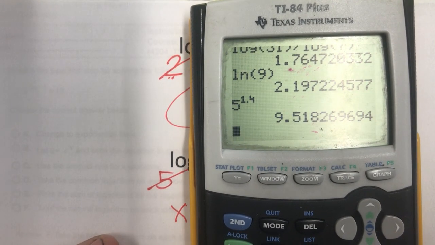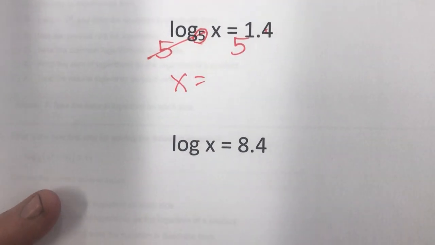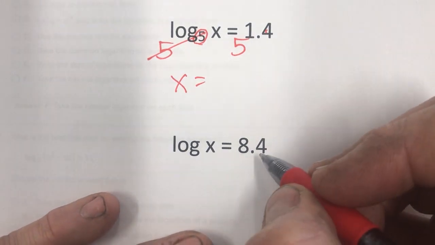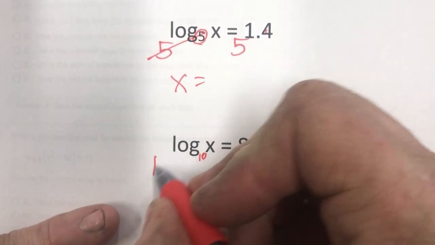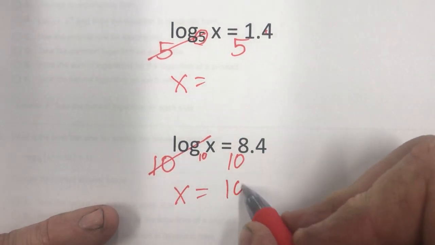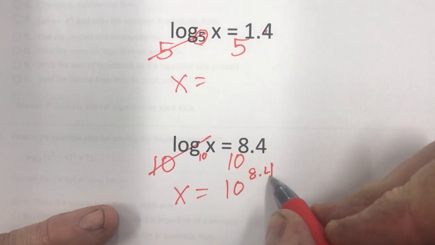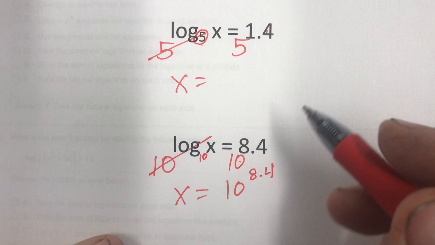That's going to be 9.518. Now here's when we have sometimes log of x equals 8.4. There's no base, which means it's a 10. So it means 10 to this power equals 10 to that power. This will cancel. X equals 10 to the 8.4 power. You've got to remember now you're doing a power here, so that's the exponent.